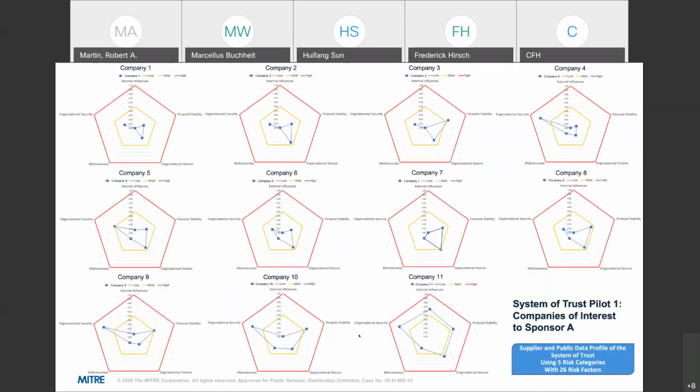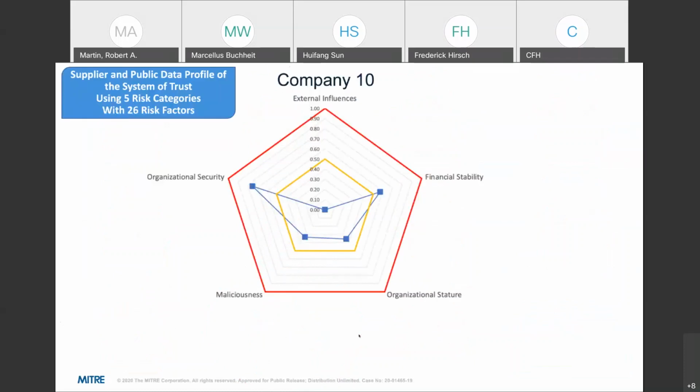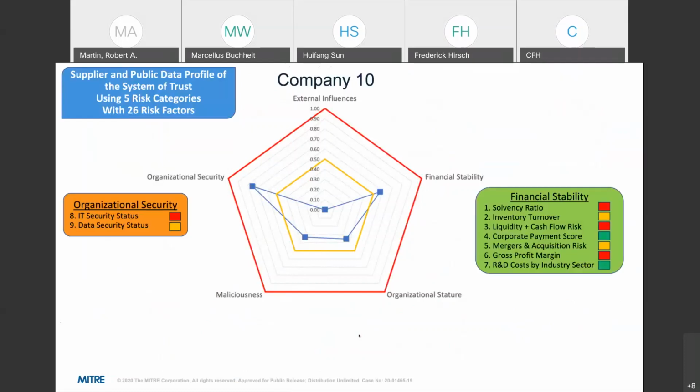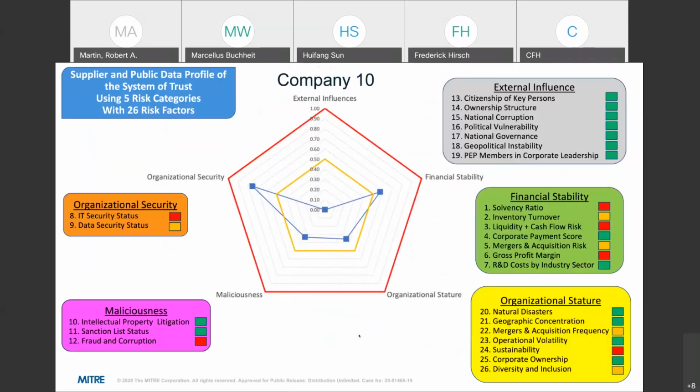And you can definitely see a difference in the profiles of these different companies. But let's dig into one of them with some specificity. So here's this particular organization, and I wanted to just dig into the details. The criteria for these will be available as we publish this, but basically you can see that there's very little concern from external influence, but their financial stability has some hot spots.